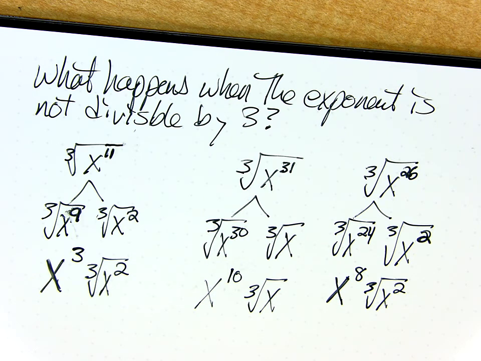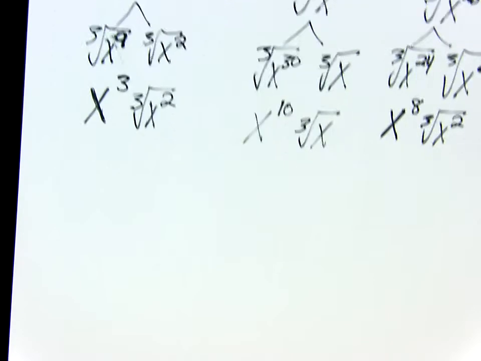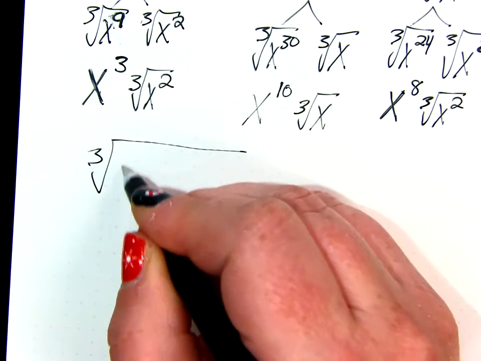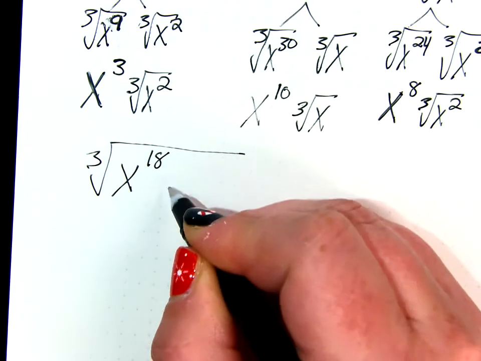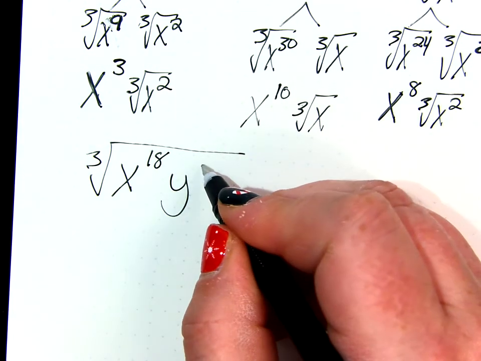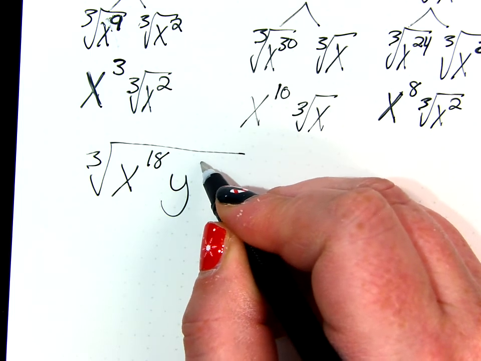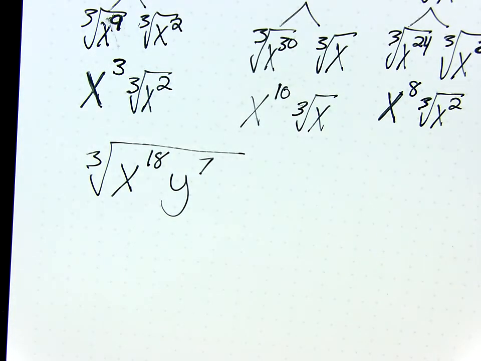Okay. Let's put some together then, maybe. How about the cube root of x to the 18th, y to the 7th. So when you do these, do you just do it one by one? So first you do the x's, then you do the y's? Correct.